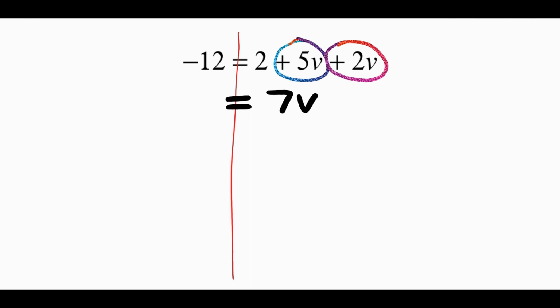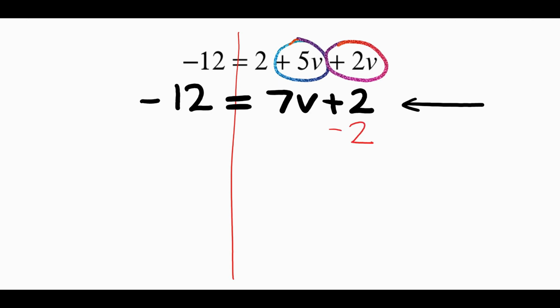7v. And then the 2 on this side stays a plus 2. And on this side I have a negative 12. I could have also written it on this side as 2 plus 7v. It would have been the same thing. So now I can't combine 7v and 2 because they're not like terms. So I'm going to try and get my constant terms on the same side. So I'm going to move that negative or that positive 2.